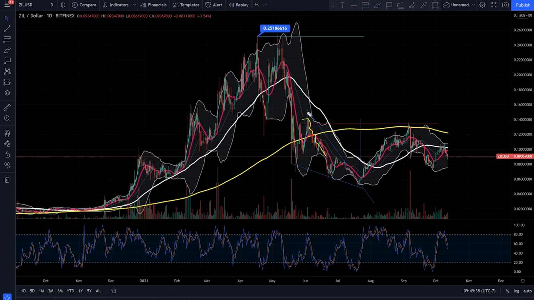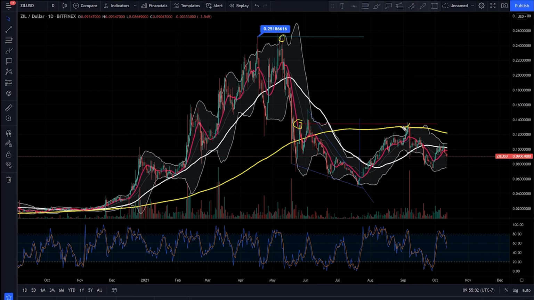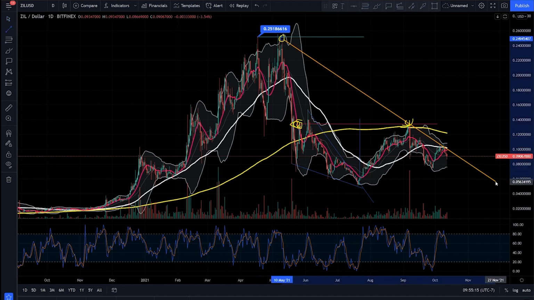When Zilliqa was retracing, it was forming this falling wedge, and the price broke out, ran all the way to the target, which is about 14 cents, and retested this prior high. Unfortunately, at that point, we had the Bitcoin flash crash, and that caused a major drop in the price of Zilliqa. Because Zilliqa was not able to cross over this prior resistance, it is creating this higher low. Connect these two higher low points.